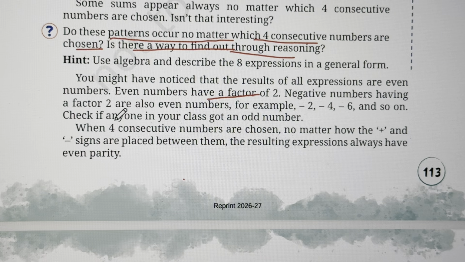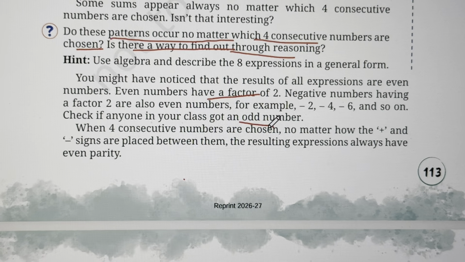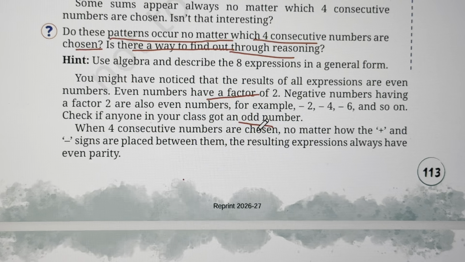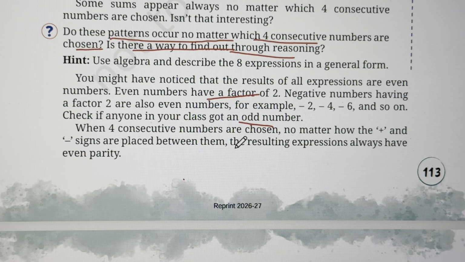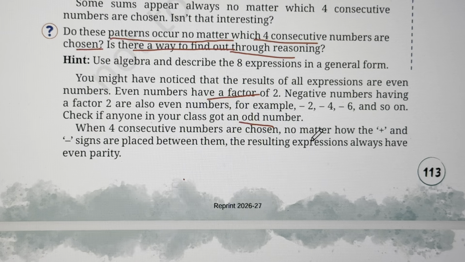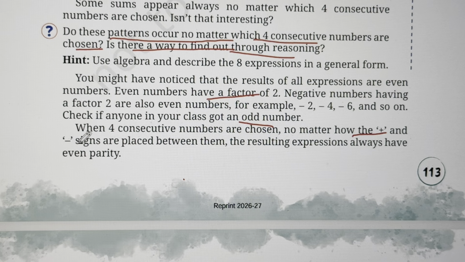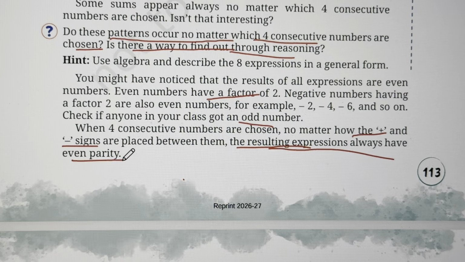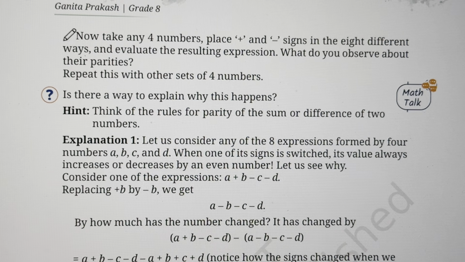Check if anyone in your class got an odd number. Now this is a very good exercise. The whole class can take different numbers and you get different answers. So you will have so many proofs that this is correct for all 4 consecutive numbers. Now why does this happen? Let us see. When 4 consecutive numbers are chosen, no matter how the plus or minus signs are placed between them, the resulting expression always has an even parity. That we just now observed by taking 2 examples, right? Now they have again asked to take an example, but we have already taken one. So now is there any way to explain why this happens?